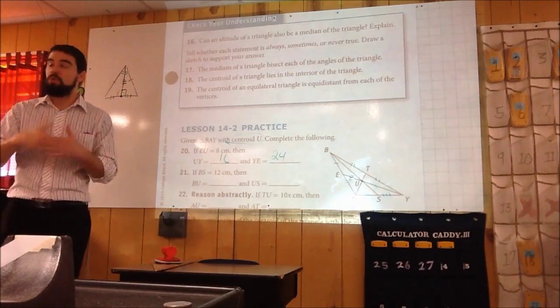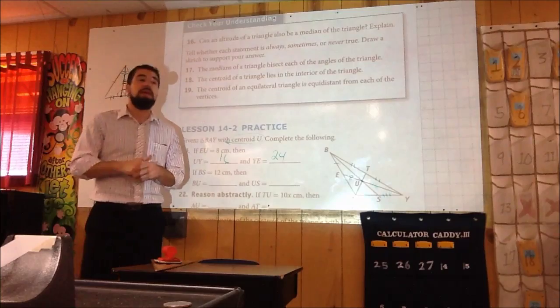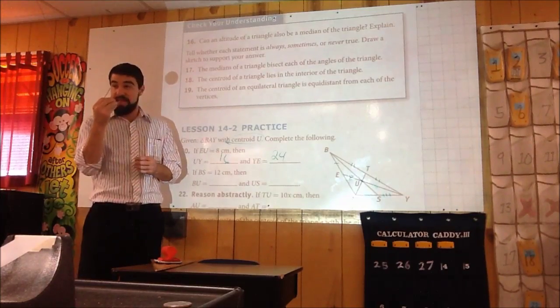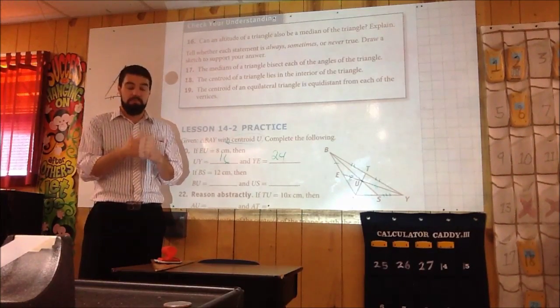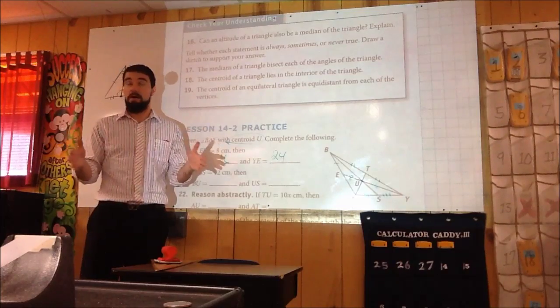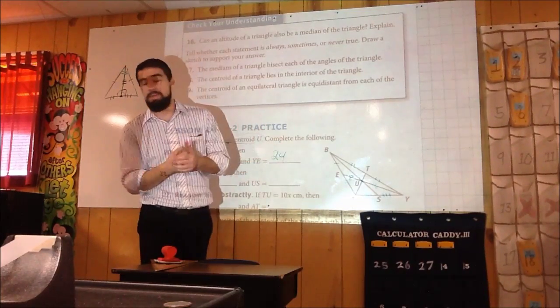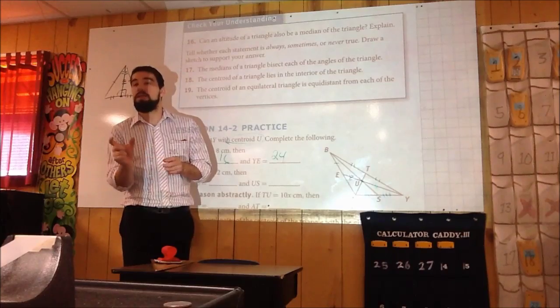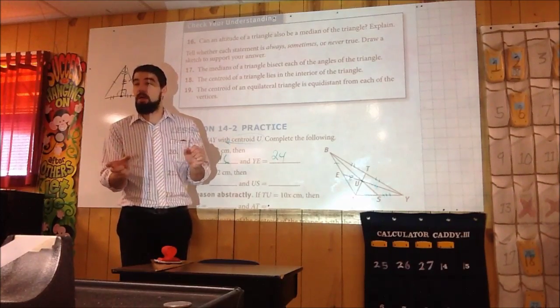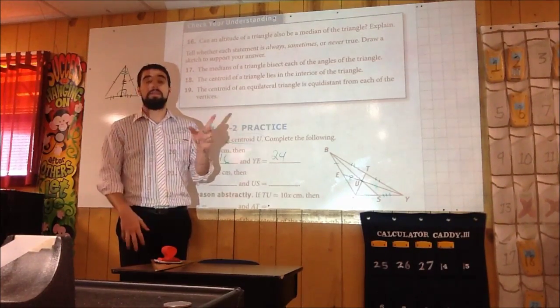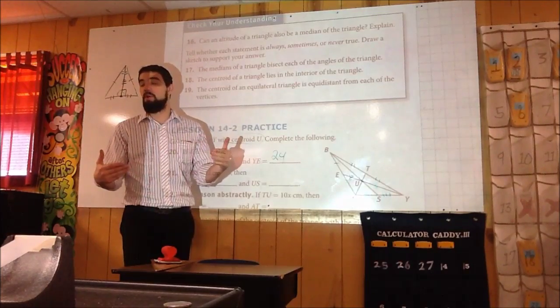But it all boils down to you knowing the relationship between the centroid. How does that affect the median? Well, it breaks up the median into two parts. One is always going to be smaller than the other. The smaller one is a third of the whole. The larger piece is 2/3 of the whole.